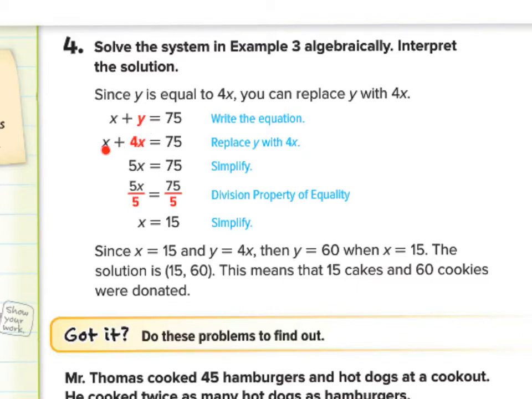So there's our 4x. We add them, and I have 5x. And I isolate the x, I divide, and I get x is 15. So if x is 15, I can simply embed 15 here or subtract 15 from this side, and that's my y. So my y is 60. So the solution to the system of this equation is 15 and 60.